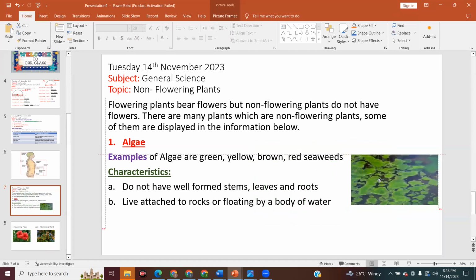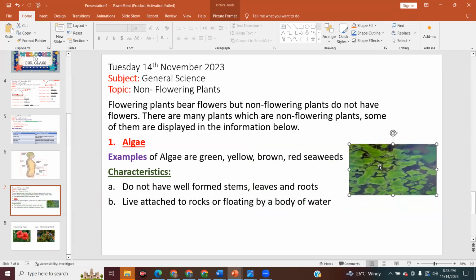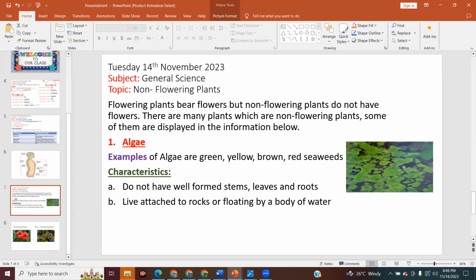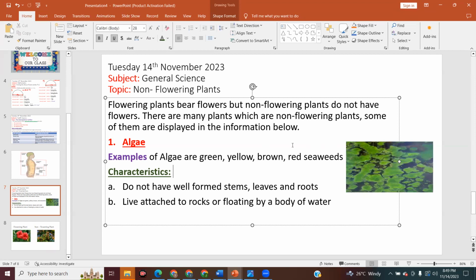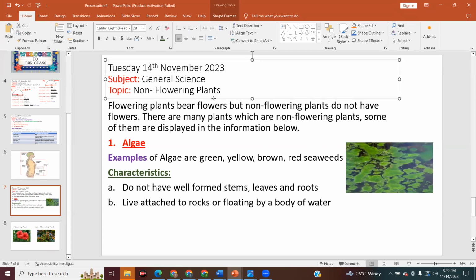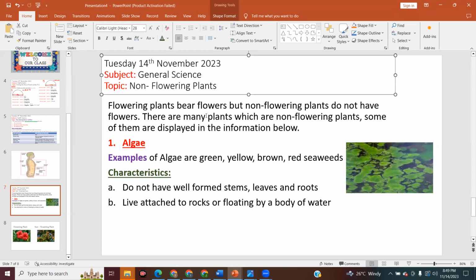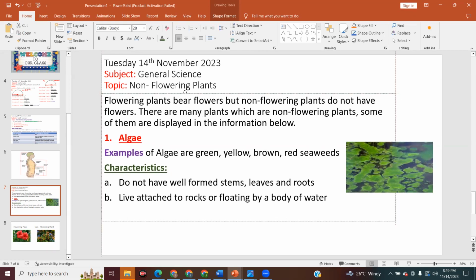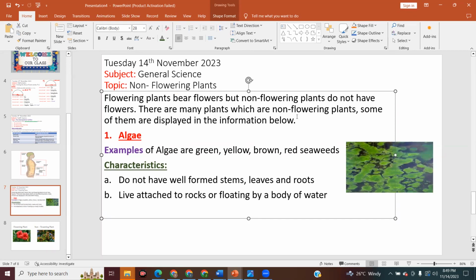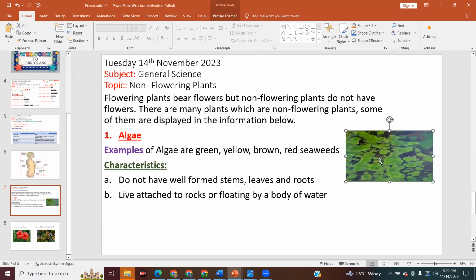So that's what we call algae. No leaves, no stems, no roots. All right, this is a picture of algae. That's why it's a non-flowering plant, because it has no leaves, no stems, no roots, and in particular no flowers. As you can see, there are plants that have no leaves, no stems, no roots. Kind of weird, but it's true.